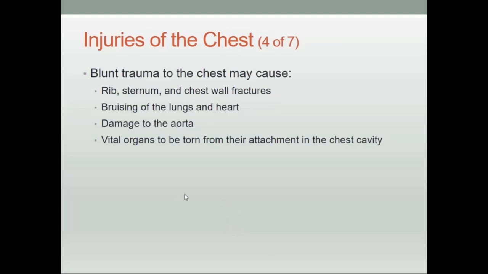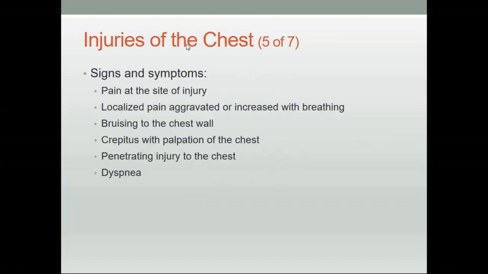And then bruising of the lungs, bruising of the heart, as we mentioned, damage to the aorta, vital organs torn from their attachment in the chest, causing bleeding and interfering with the function of the organ. Signs and symptoms of chest injuries. Pain at the site of the injury. Could be localized pain that just aggravates them, like a fractured rib.